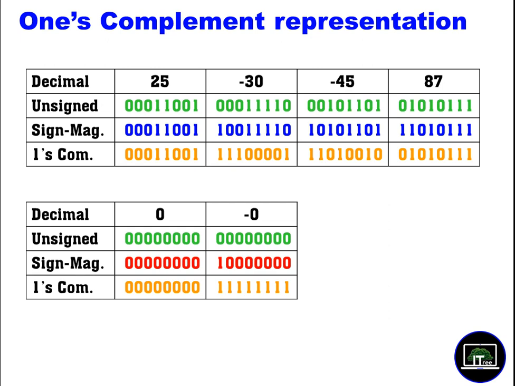It is positive 0 as well as negative 0. You can notice that one's complement has the same problem as sign magnitude. There are 2 representations for the 0, that is positive 0 and negative 0. That's one of the drawbacks of the one's complement system. That's why computers are using the 2's complement method to do the calculations.